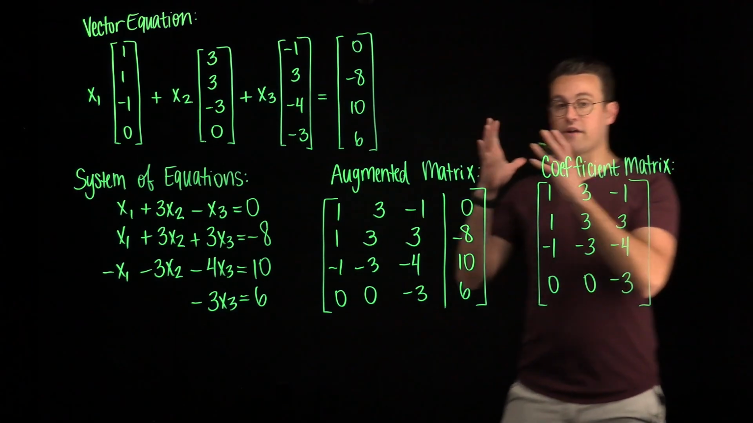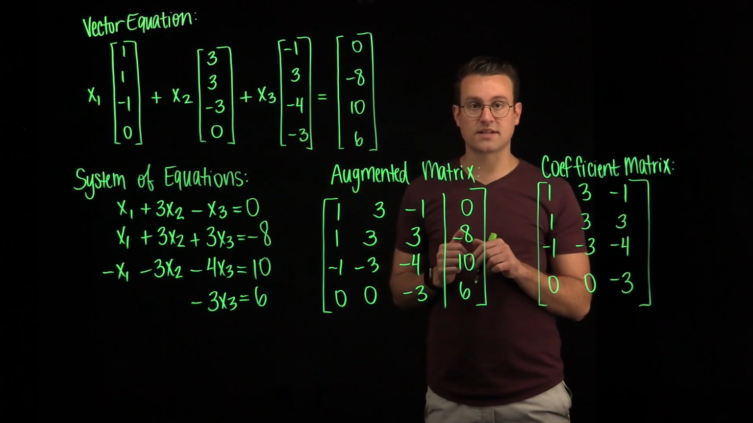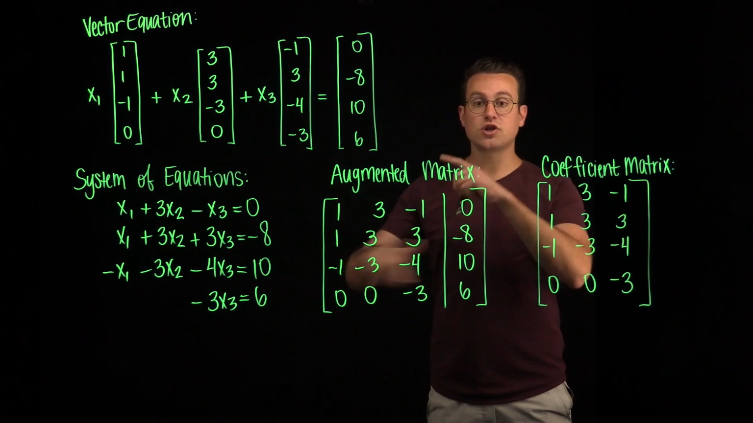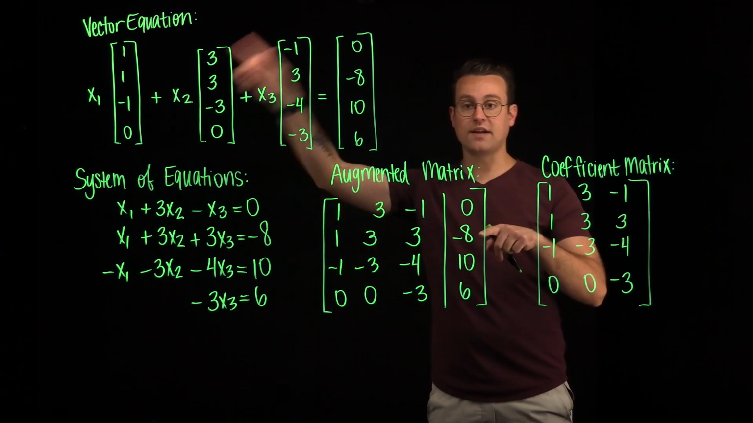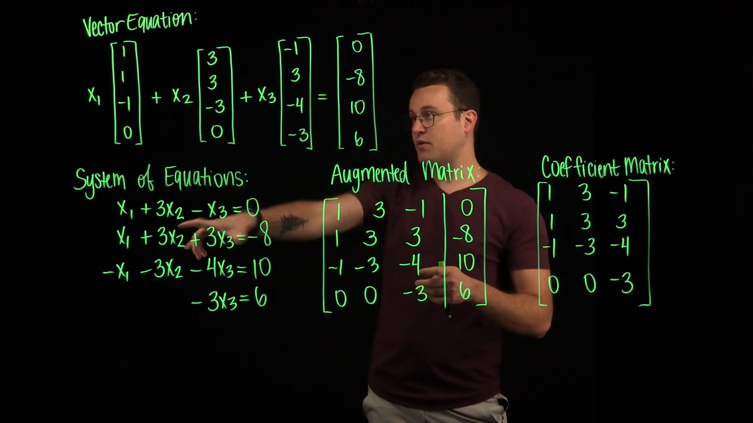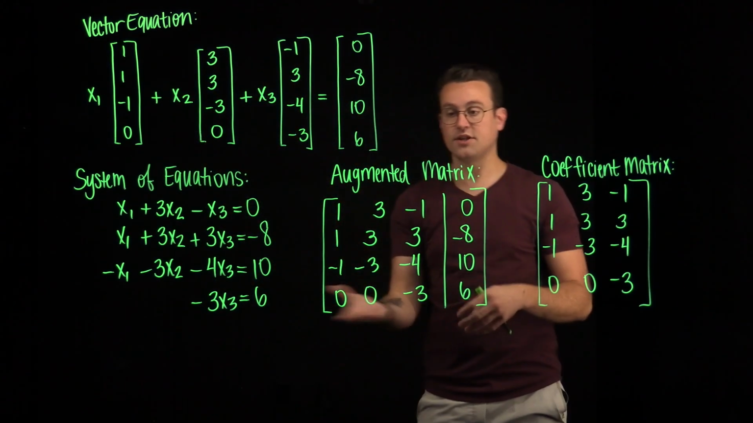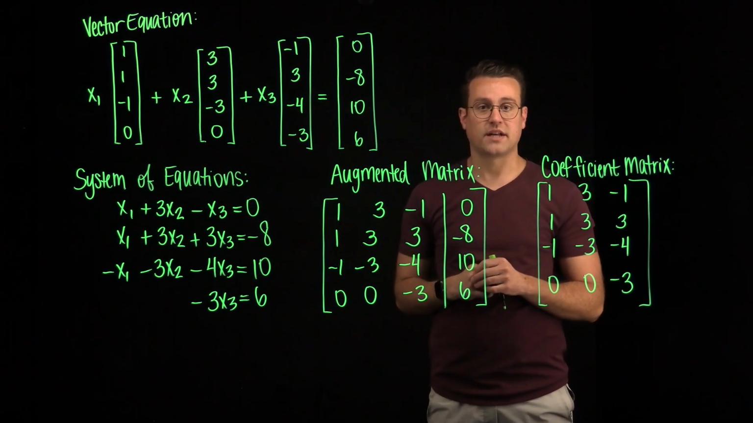But in general, what I want to focus on here is these three main types to represent a system of equations, and you should be able to move between any one of them. If I give you the augmented matrix, you can come up with a system of equations and the vector equation. If I give you the vector equation, we come up with these two, and all those different possible combinations.